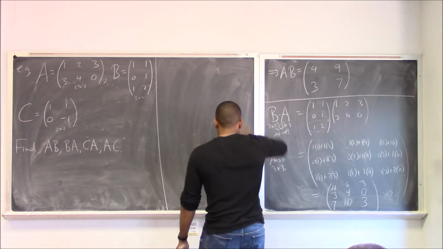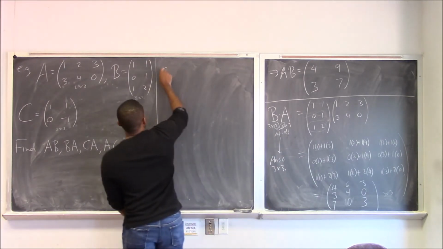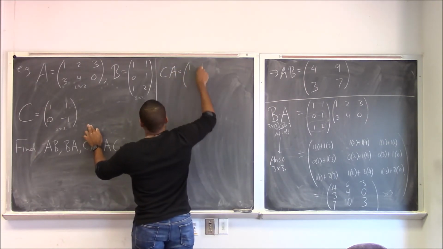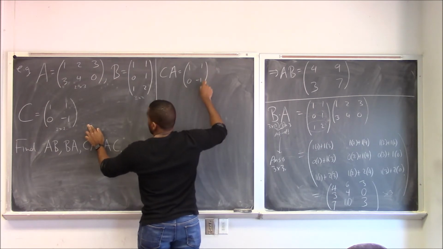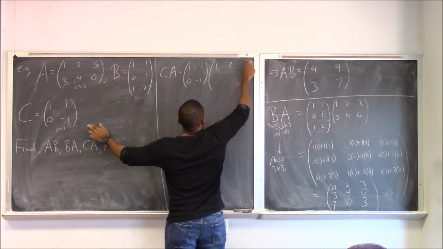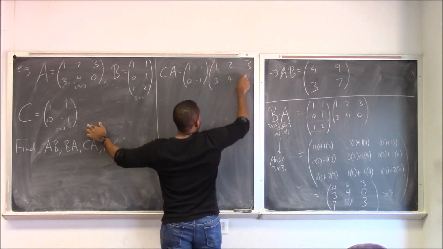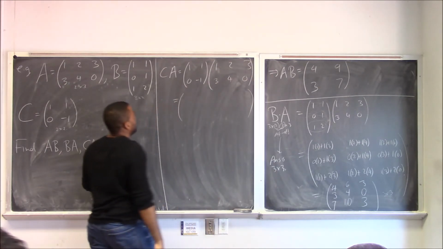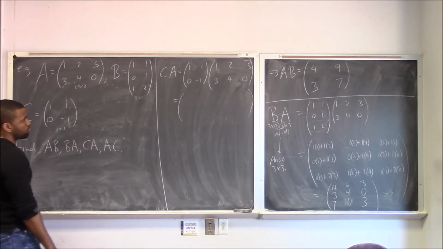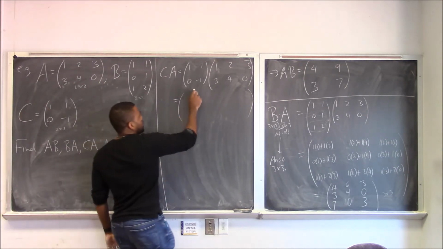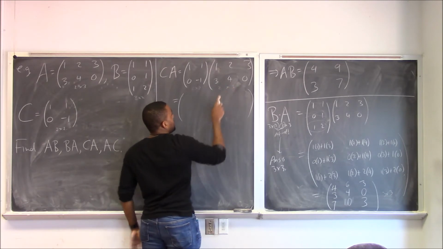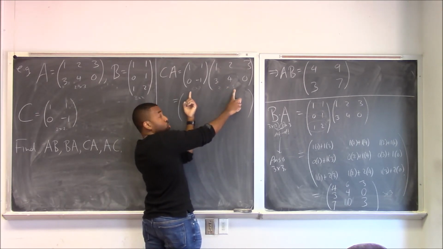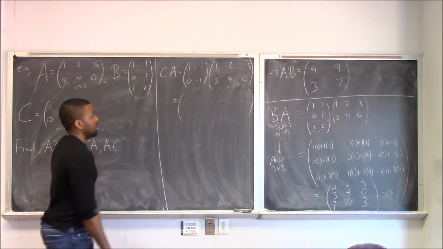That was BA. Let's look at CA, just to get a little bit more practice here. So C is 1, 1, 0, minus 1. A is 1, 2, 3, 3, 4, 0. Can we multiply those? Yeah. Right, this is a 2 by 2, this is a 2 by 3. The 2's are matching up, and we know the result should be a 2 by 3. So let's actually jump into it.